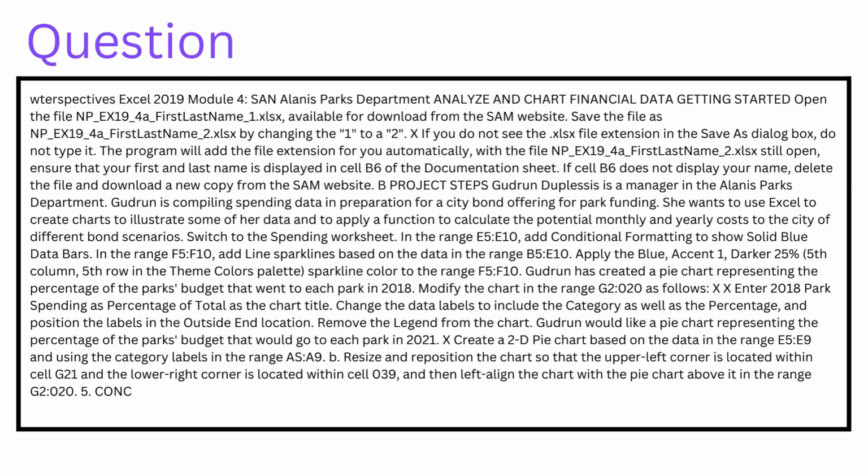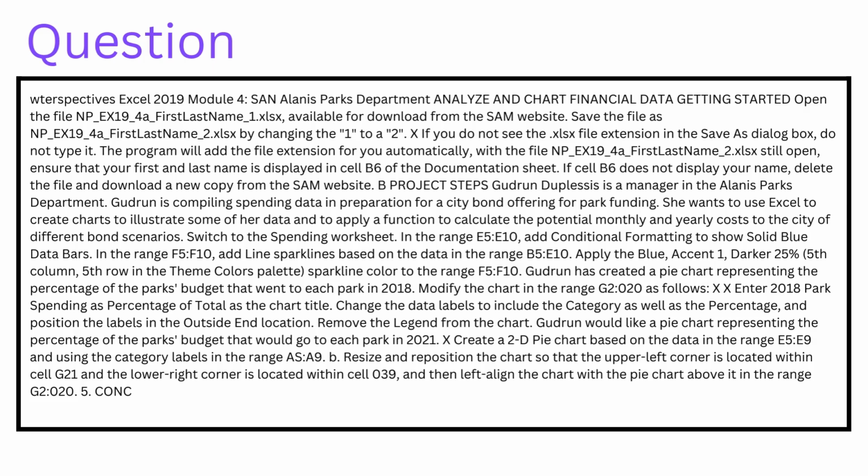Project steps. Goodrun Duplices is a manager in the Alanis Parks Department. Goodrun is compiling spending data in preparation for a city bond offering for park funding. She wants to use Excel to create charts to illustrate some of her data and to apply a function to calculate the potential monthly and yearly costs to the city of different bond scenarios.